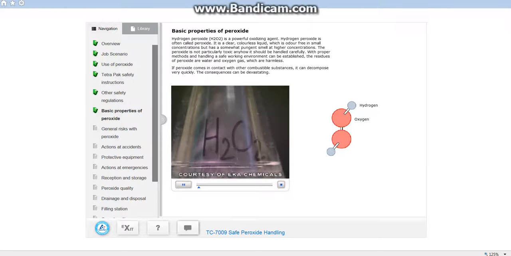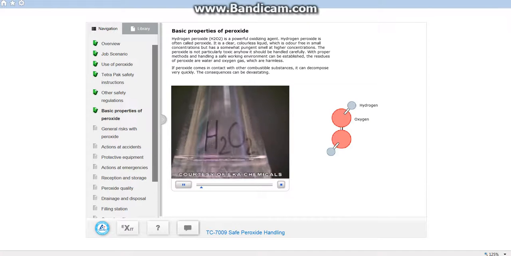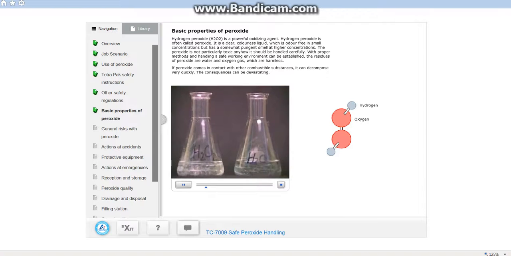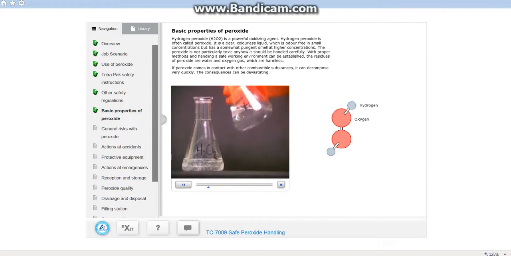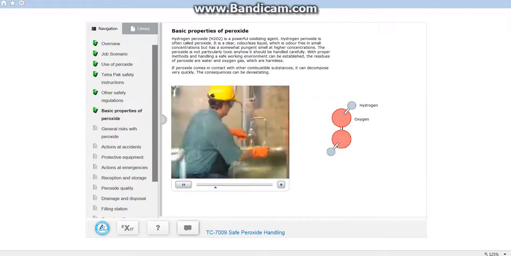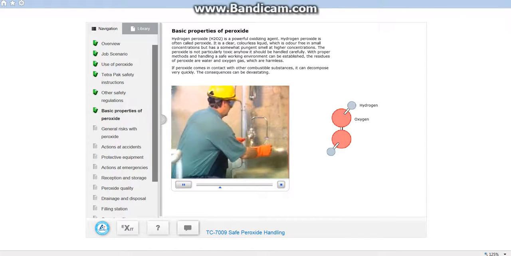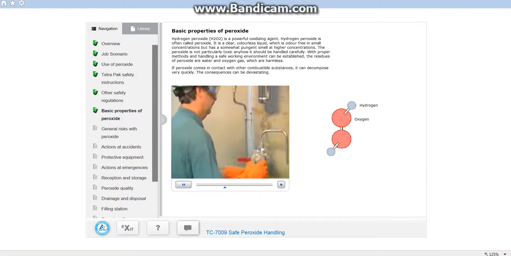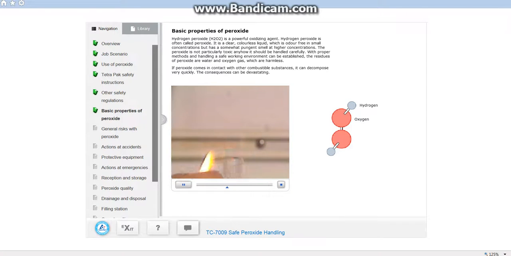The chemical formula for peroxide is H2O2, and the product is a clear, colourless liquid. It is only used as an aqueous solution and can be mixed with water in all proportions. At low concentrations, peroxide is odour-free, and at higher concentrations it has a somewhat pungent odour. Peroxide itself is not combustible, but it may support combustion by releasing oxygen.